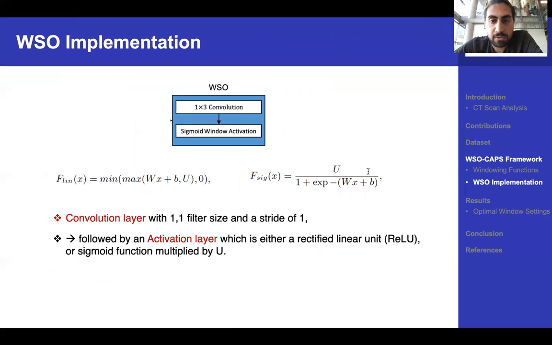To implement the WSO module, as seen in these equations, we are dealing with linear transformations and activation functions. This can be easily implemented by a one-by-one convolutional layer with a stride of 1, followed by a ReLU or sigmoid activation function. And at the end, we will multiply the output by the U, which is 1 in this study.